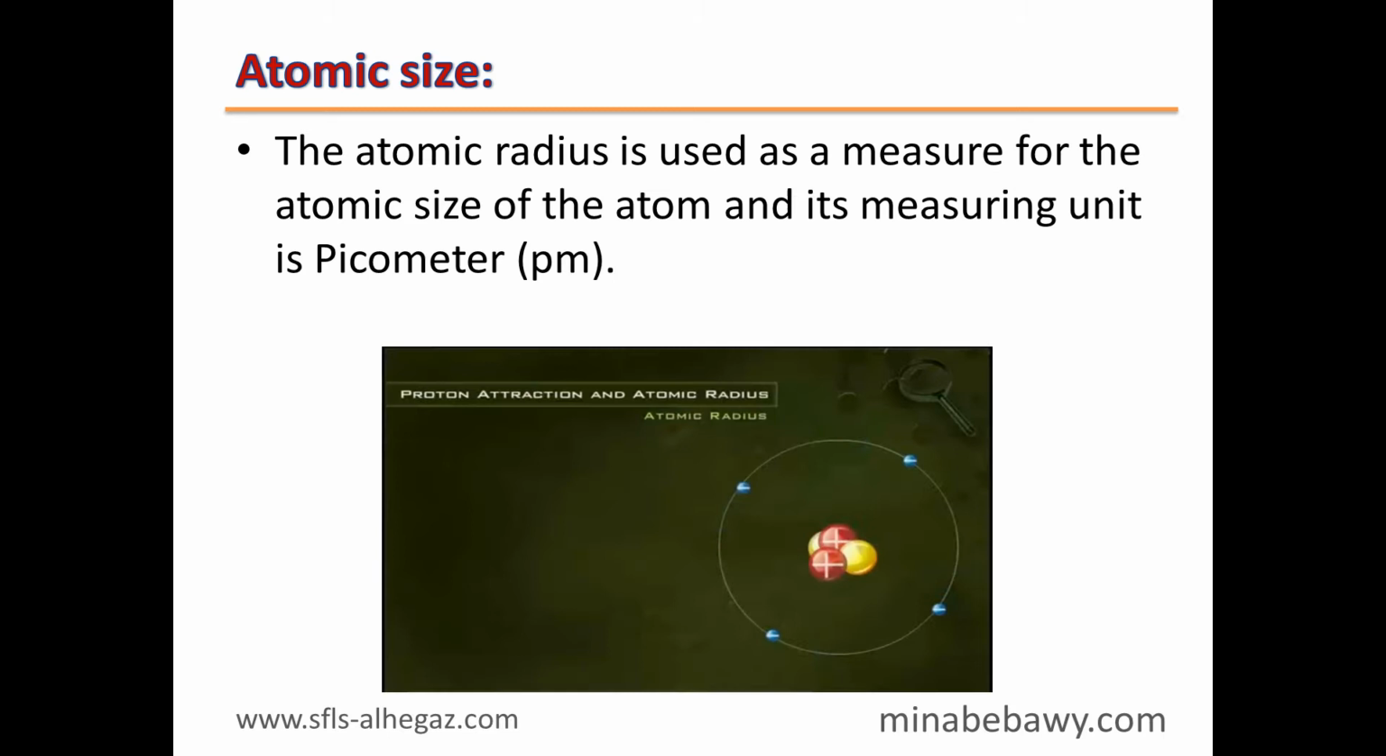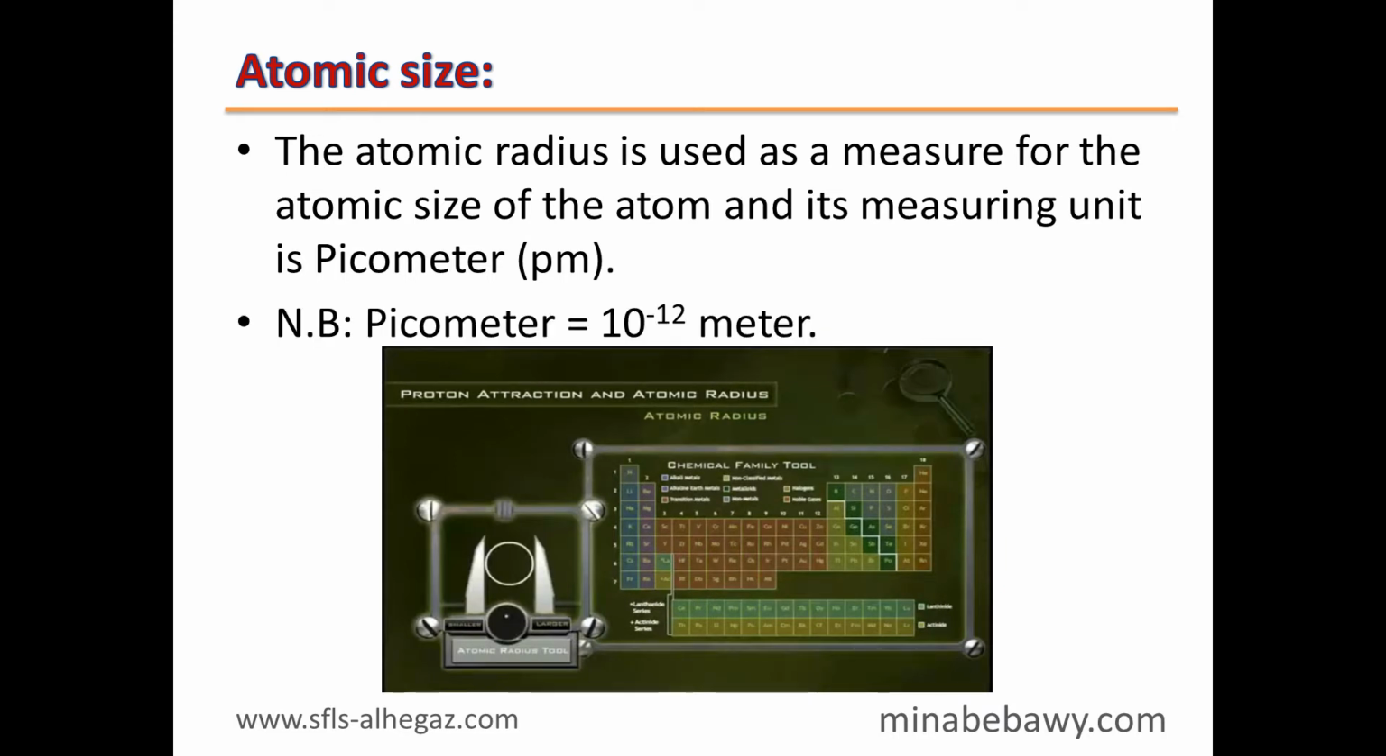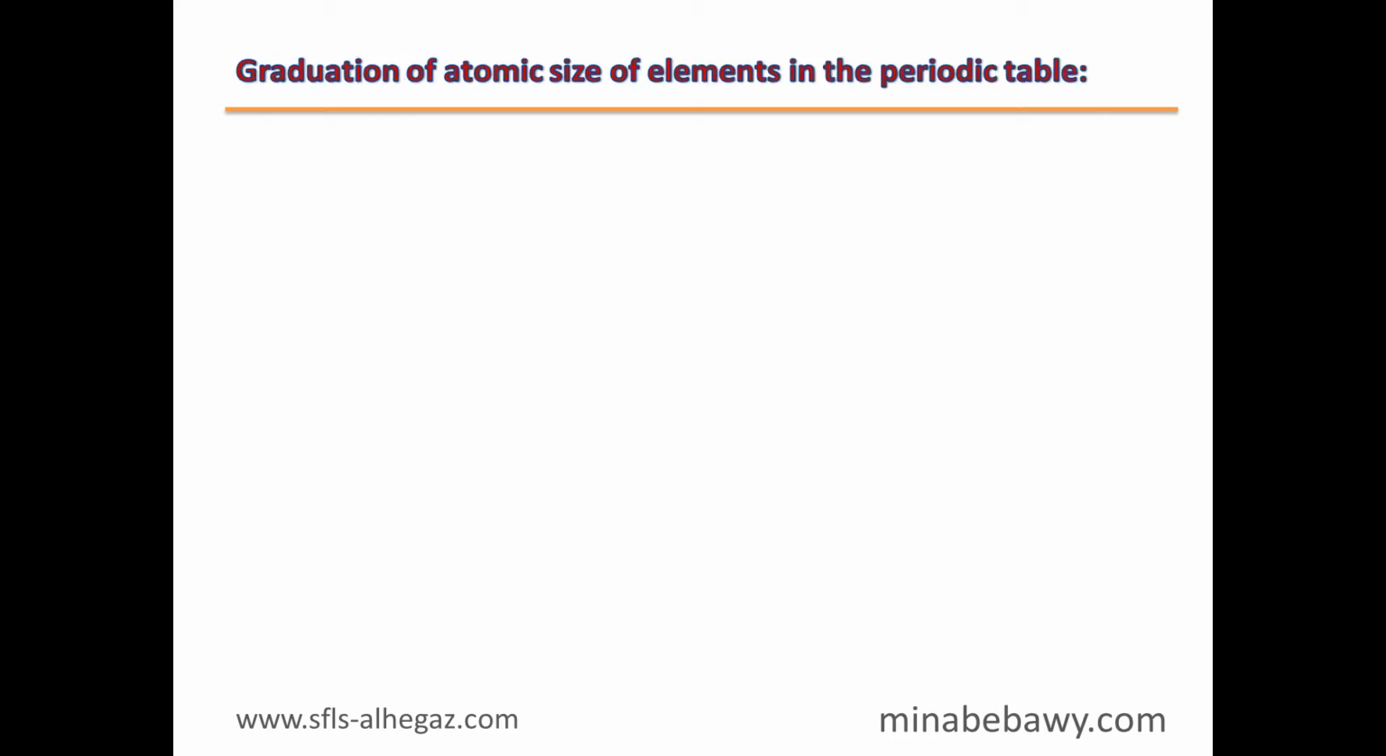Atomic size. The atomic radius is used as a measure for the atomic size of the atom, and its measuring unit is picometer or pm. Now the following: picometer is equal to 10 to the power negative 12 meter. Let's talk about the graduation of atomic size of elements in the periodic table.